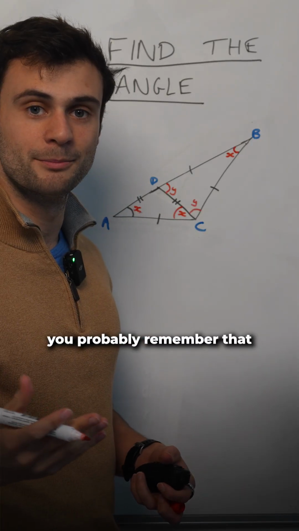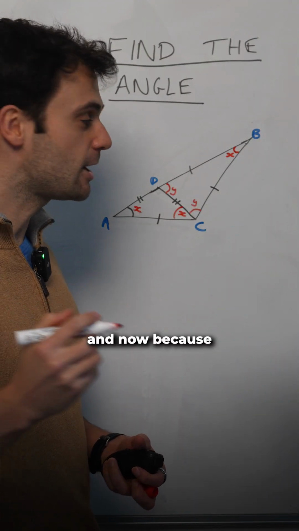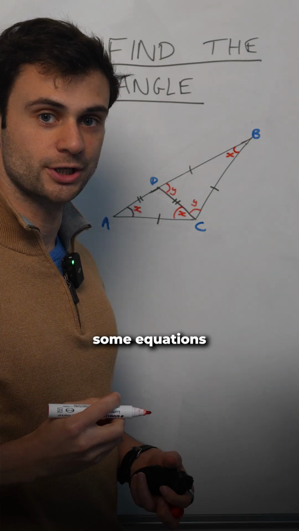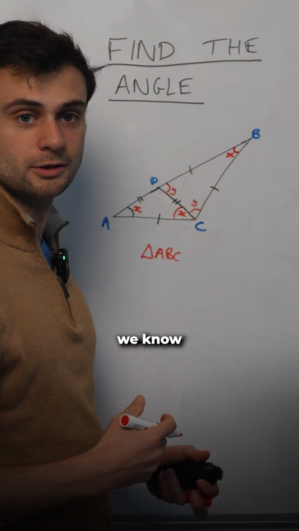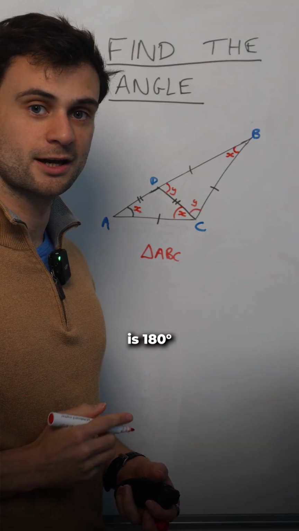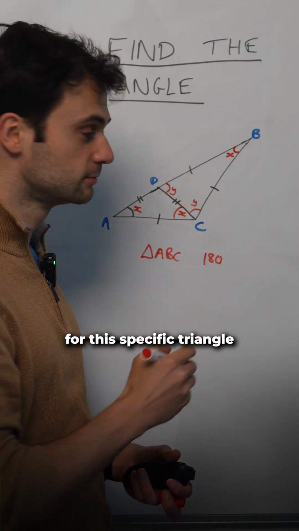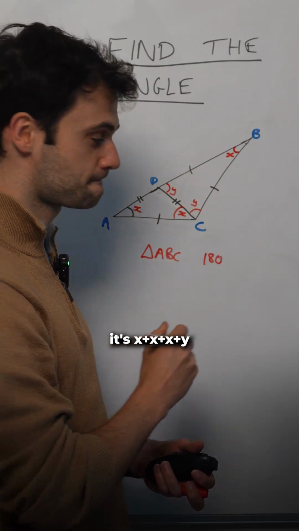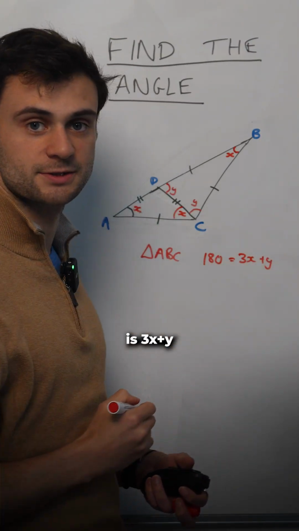Now, you probably remember that the sum of the angles in a triangle is 180 degrees. And now because we've labeled all of these equal angles up, we can form some equations. Looking at the triangle ABC, we know that the sum of the angles in that triangle is 180 degrees. But we also know for this specific triangle, it's x plus x plus x plus y. So from this triangle, we learn that the sum of the angles is 3x plus y.